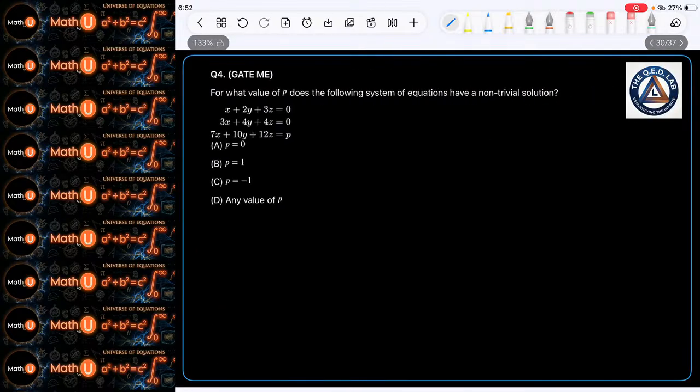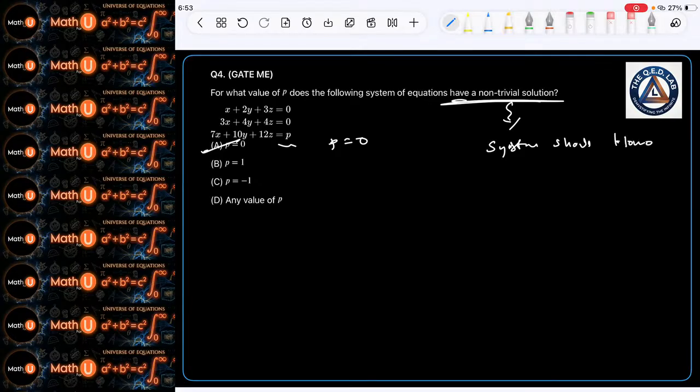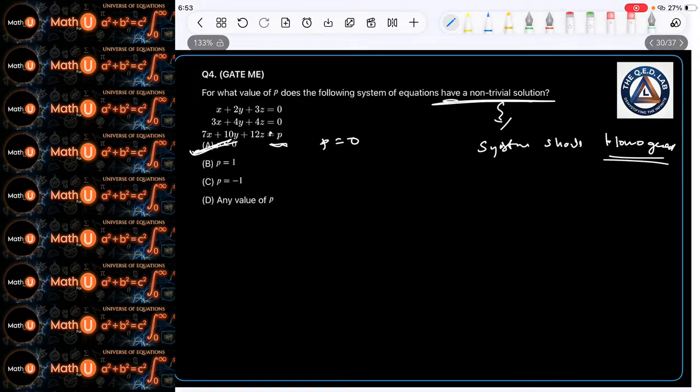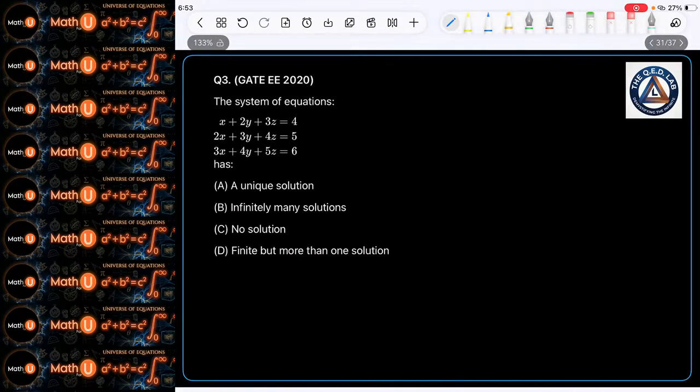Here it is a non-trivial solution. If it is a non-trivial solution, then P should be equal to 0. If it is a non-trivial solution, the system should be homogeneous. If it is homogeneous, P should be 0. Remember, this is the system of equations.